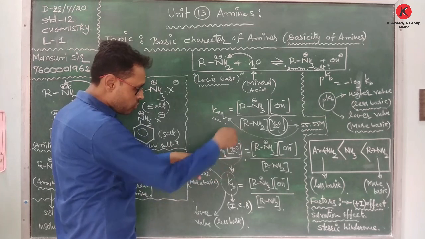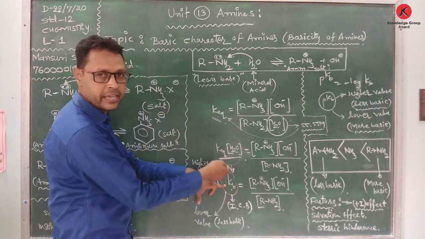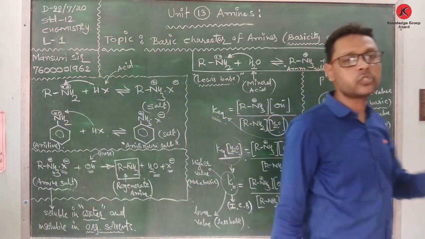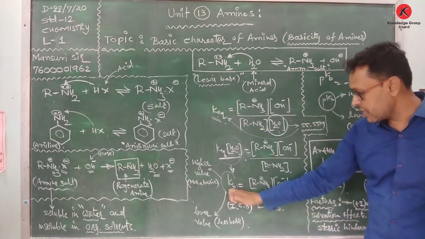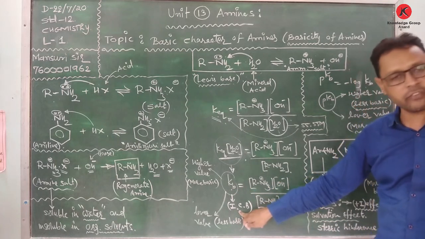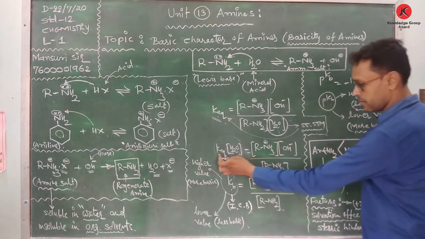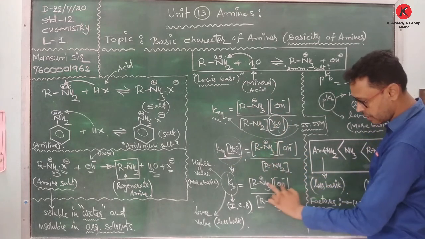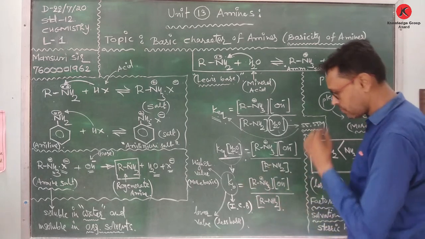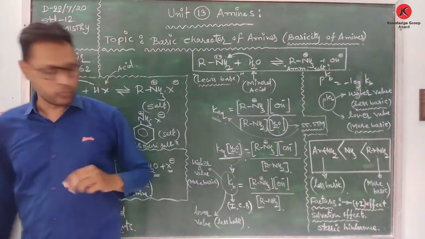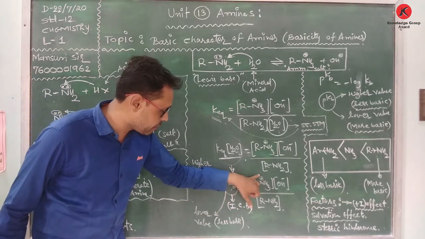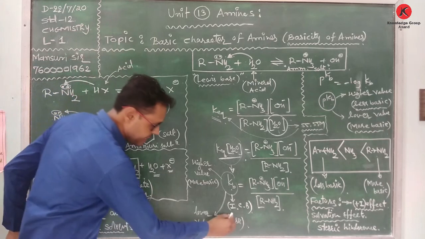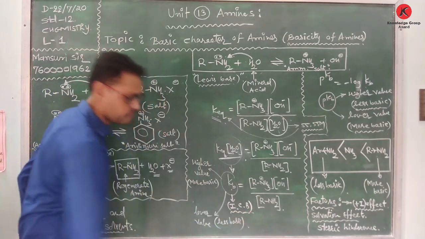So they form a new constant which is known as Kb, and this Kb is nothing but the ionization constant of base. This is three terms, upper side two, lower side one, and the Kb value will be RNH3 plus into OH minus upon RNH2. Now this is the ionization constant of base.